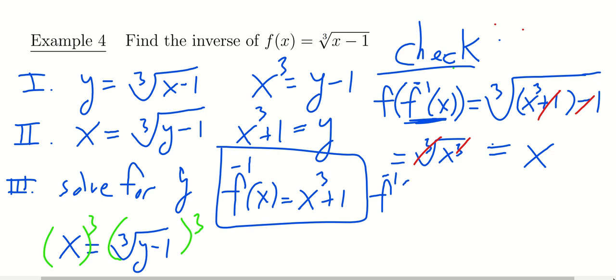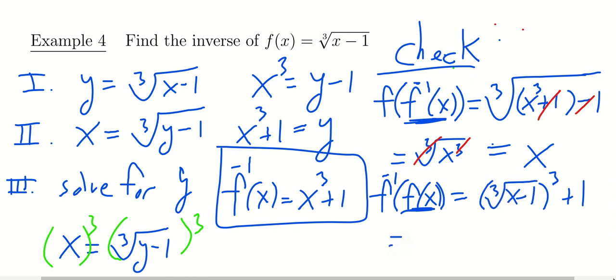Let's now look at f inverse of f of x. The outermost function is f inverse. f inverse says take input cubed plus 1. And we're substituting into this the expression for f, which is the cube root of x minus 1. Right off the bat, the cube root and the cube cancel. So we get x minus 1 plus 1. And then the minus 1 and the plus 1 cancel. And so once again, we're left with x. So that verifies and checks that we have the correct inverse. It is x cubed plus 1.